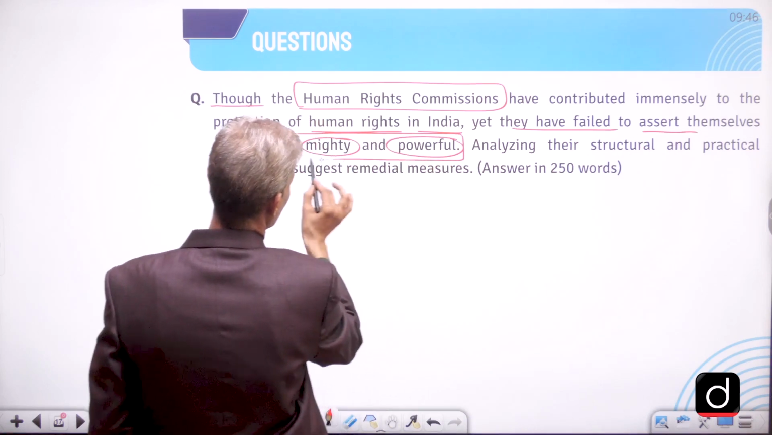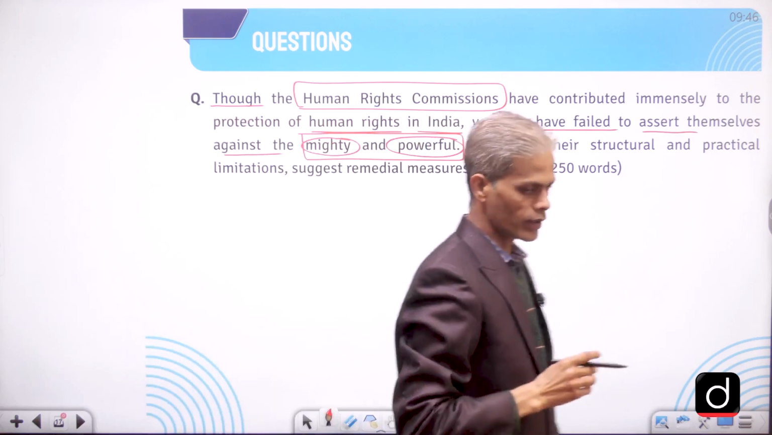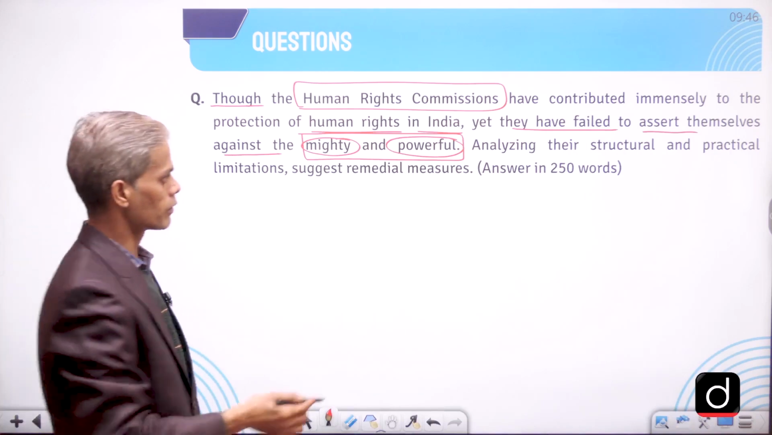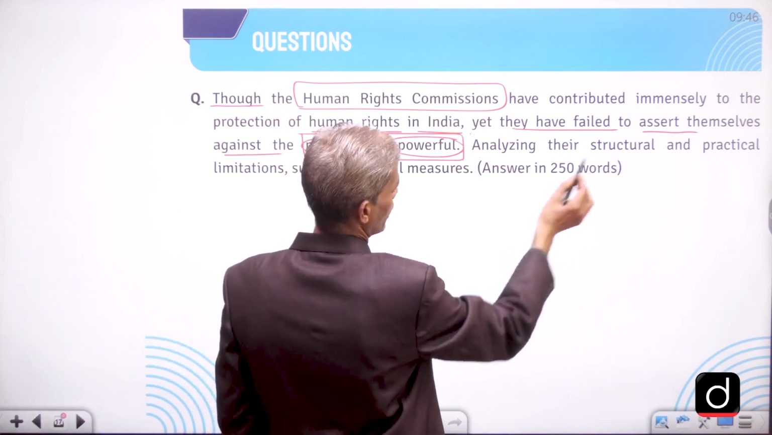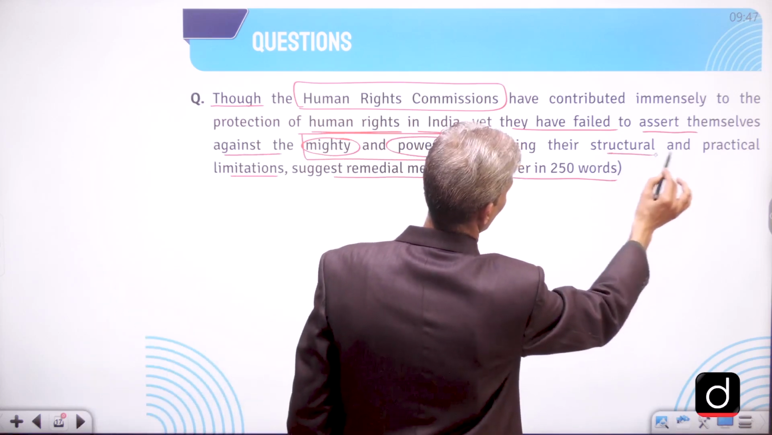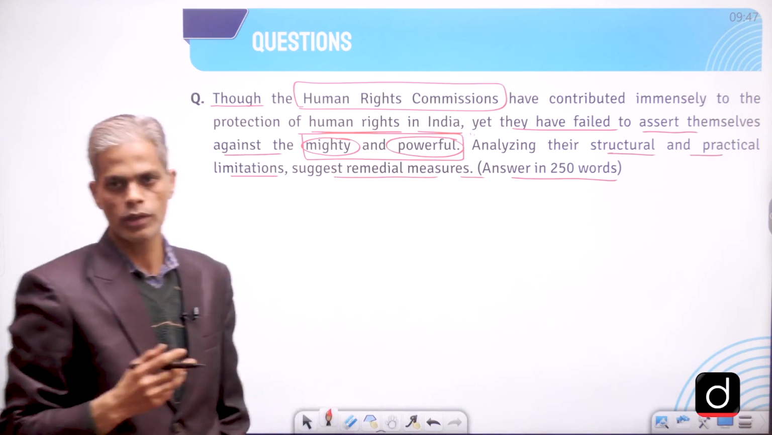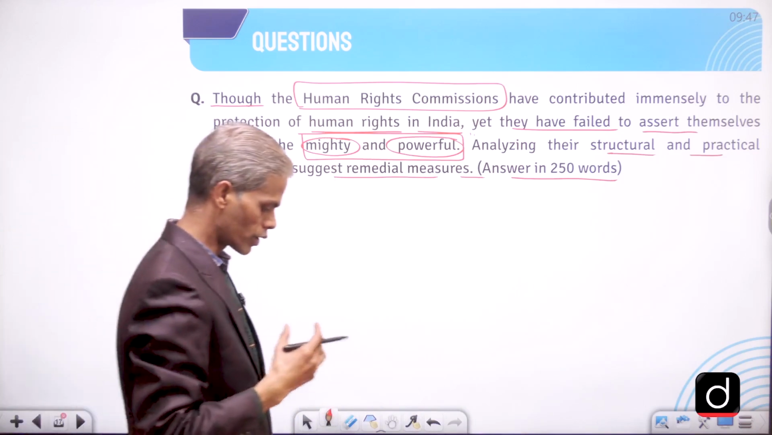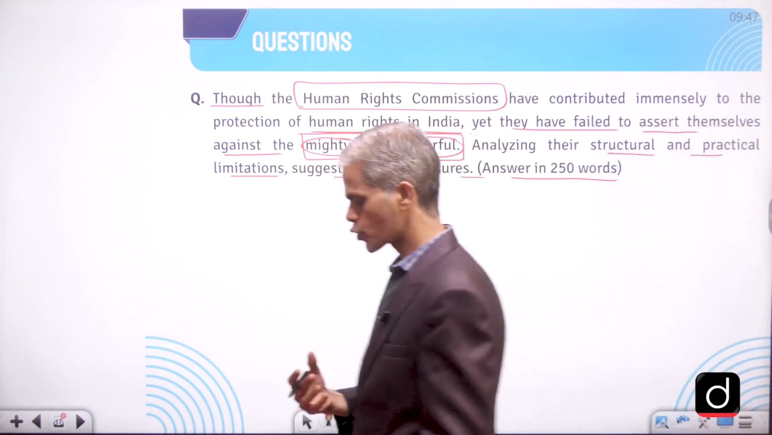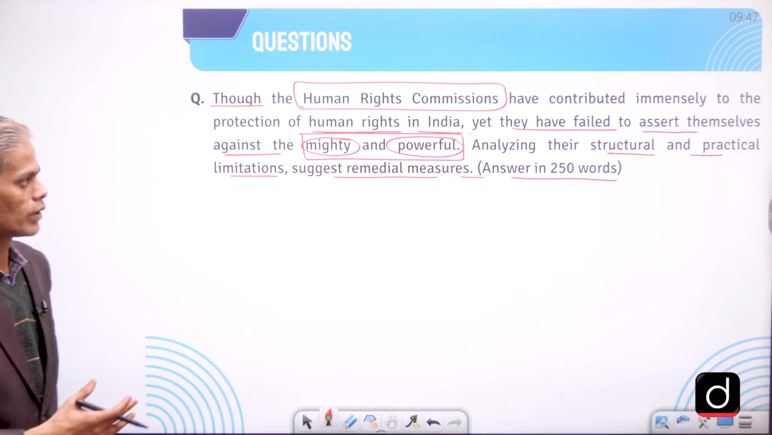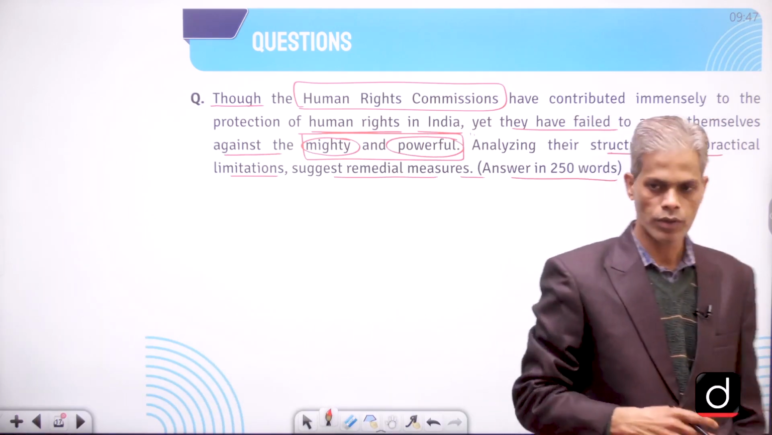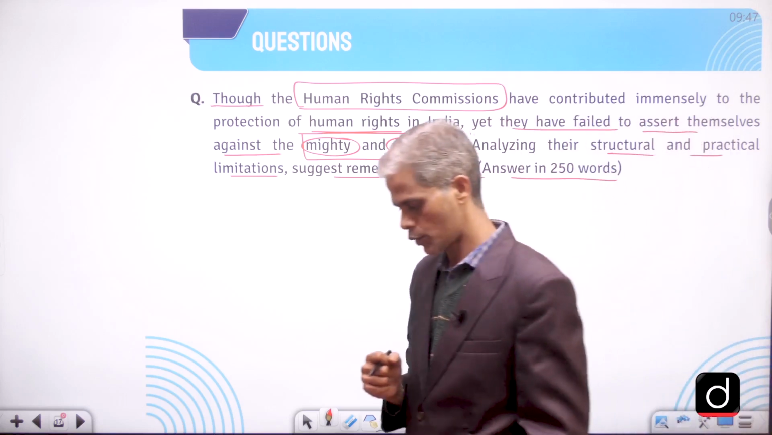Now up to here, this is the direction given by the examiner, on what answer you are supposed to write or what could be the question. The actual question starts from here. Analyze their structural and practical limitations and suggest the remedial measures. Answer in 250 words. So here you'll get quite a good word limit, 225 to 275 words you can write very easily. And this is based upon the structural deficiencies associated with the NHRC or SHRC, that is, the National Human Rights Commission or the State Human Rights Commission.